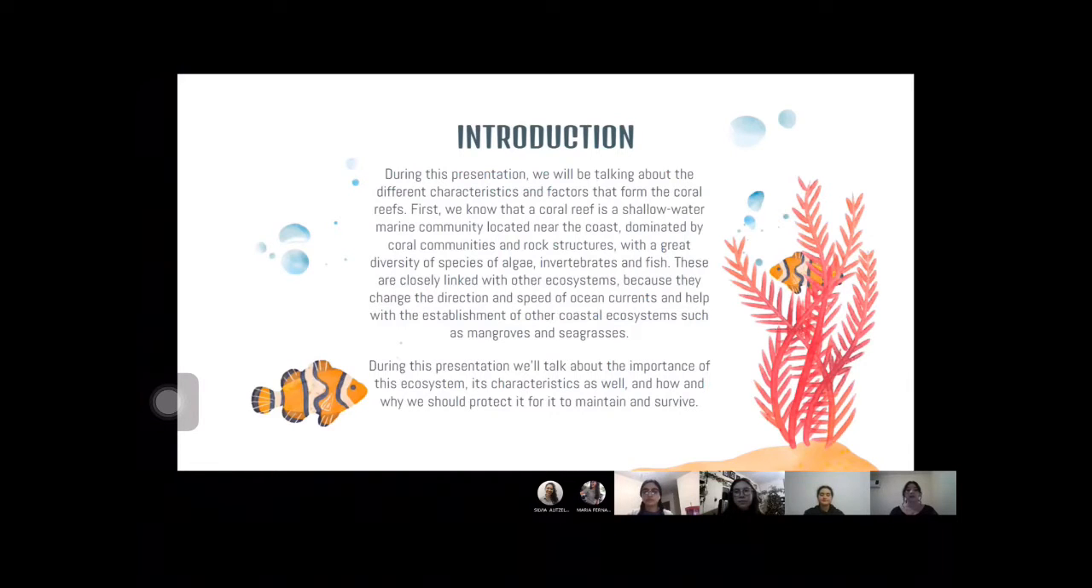During this presentation, we'll talk about the importance of this ecosystem, its characteristics as well, and how and why we should protect it for it to maintain and survive.